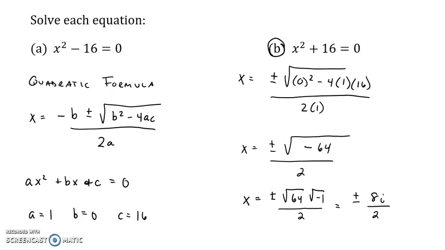And we can go ahead and reduce this, right? 8 divided by 2 is going to give us 4. So our final answer here will be x equals positive and negative 4i, right? Which is the same answer we had when we went ahead and subtracted the 16 from both sides. So it doesn't necessarily matter which way you approach this problem, you should still end up with the same solution.